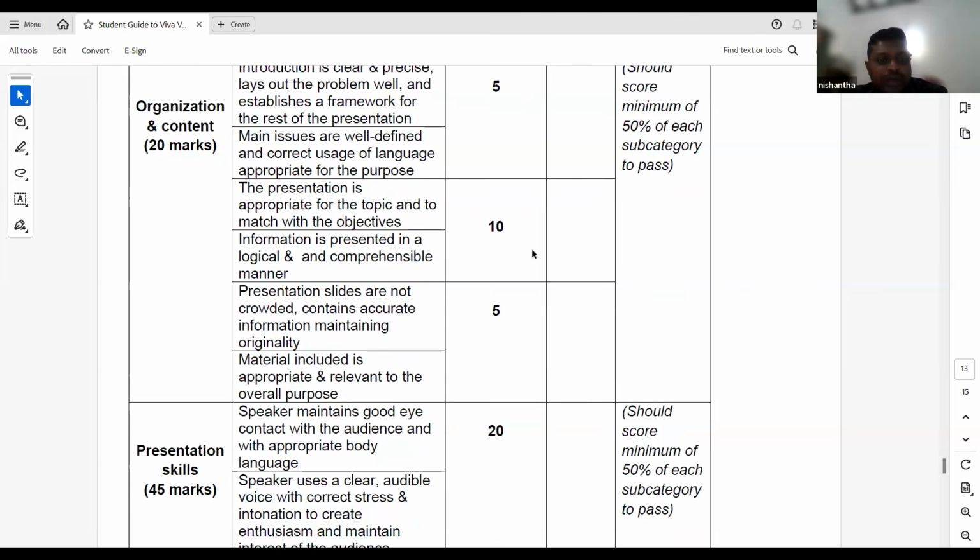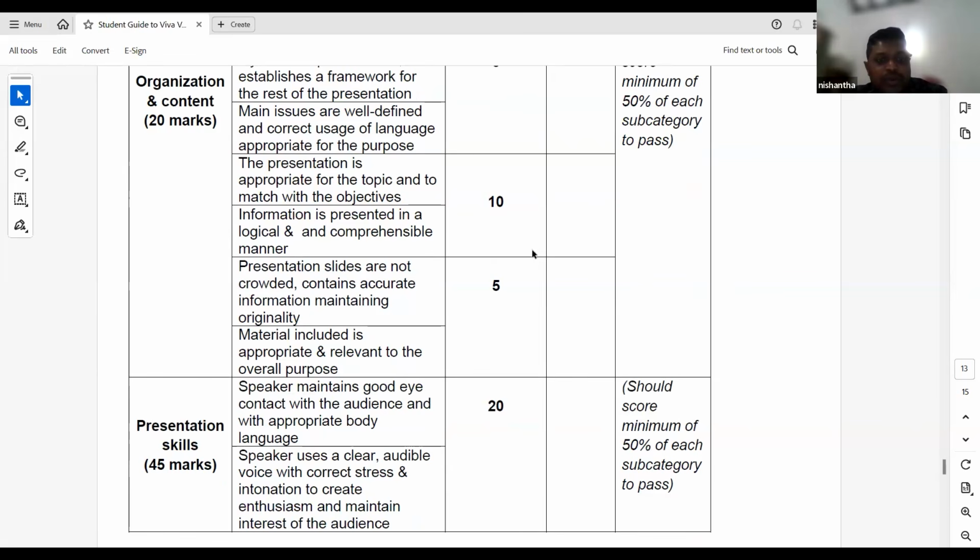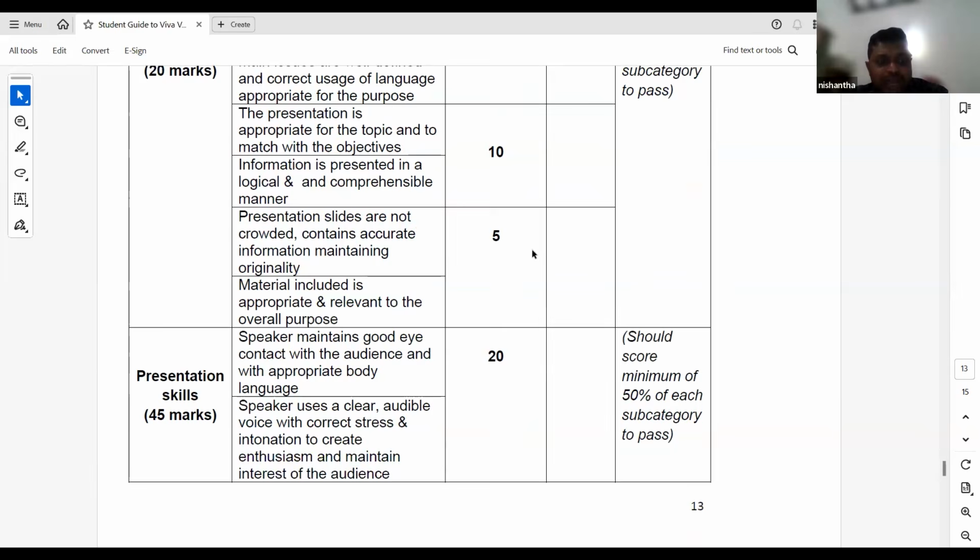Material to include is appropriate and relevant to the overall purpose. You have to follow a logical order when doing the presentation.